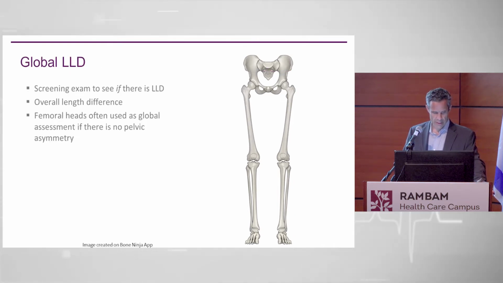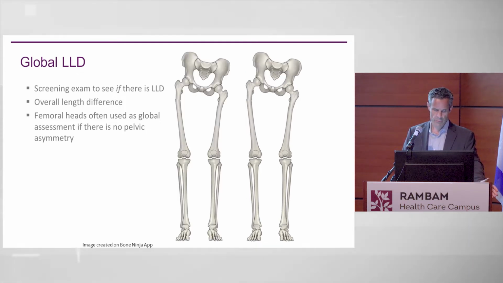The global limb length discrepancy is just a screening exam. It will tell you the overall difference, and this is oftentimes just using the femoral heads if there's no pelvic obliquity. So if these two lines are parallel, from here on out you can just use the femoral heads. And in this case, if we're looking at a global limb length discrepancy, we can see that there's no pelvic obliquity, so we just use the femoral heads.